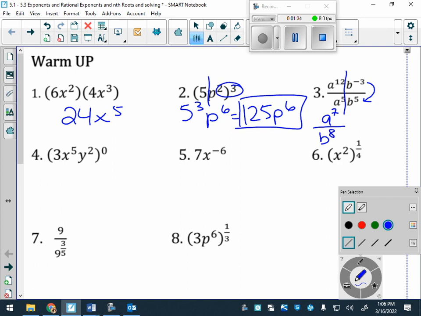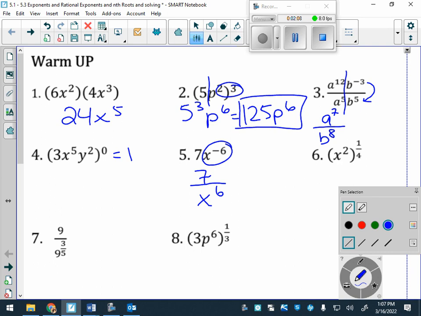Excellent. Good. And then number 4 should be straightforward. Anything to the 0 power equals 1. Good. And for number 5, whoever did that on the board, nice job. You have 7x to the negative 6th. The only thing the exponent is touching is the x, so that's the only piece that goes to the denominator. If it was in parentheses, 7x to the negative 6, then the whole thing would move.